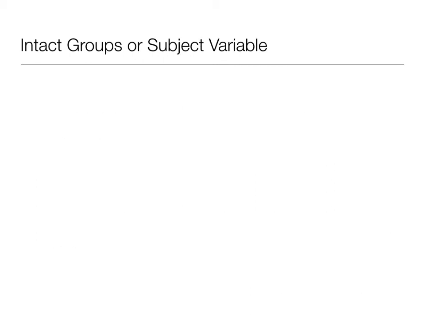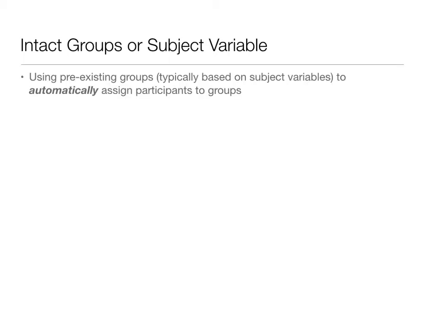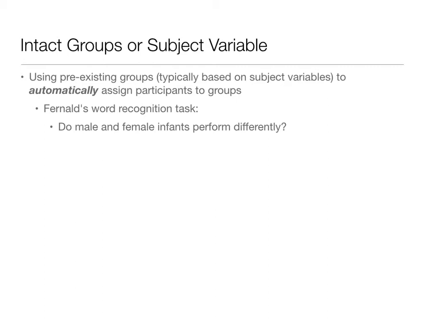Again, these quasi-experimental designs are usually dealing with either intact groups or subject variables. So we're using a pre-existing group, and these are typically based on subject variables that automatically assign participants to groups. So in that experiment on child-directed speech and word recognition, her experiment would have become a quasi-experiment if she also looked at gender, how gender influenced this. Do boys do it differently than girls do? Were their reaction times different? Because you can't randomly assign infants to be male or female. They just are male or female.